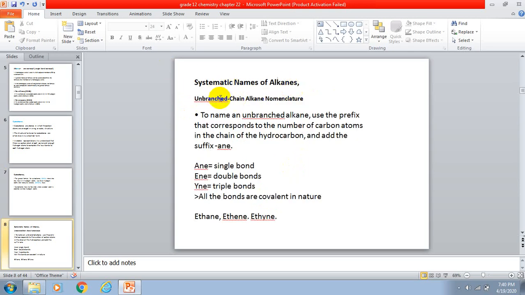Systematic names of alkanes: we studied the unbranched chain alkanes nomenclature. To name the unbranched alkanes, use the prefix that corresponds to the number of carbon atoms in the chain of the hydrocarbon, and add the suffix "ane", as I told you. "Ane" means single bond, "ene" double bond, and "yne" triple covalent bond. All the bonds are covalent in nature, remember. Ethane, ethene, and ethyne are examples. This is alkane, alkene, and alkyne.